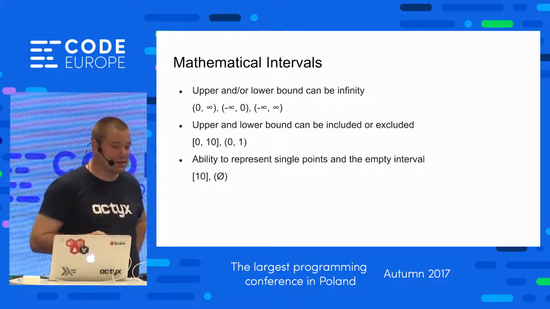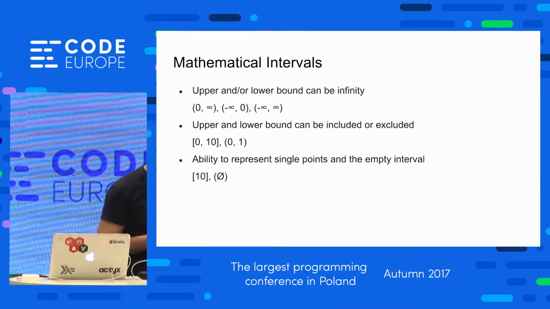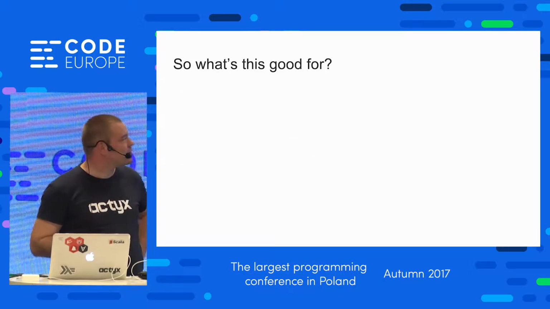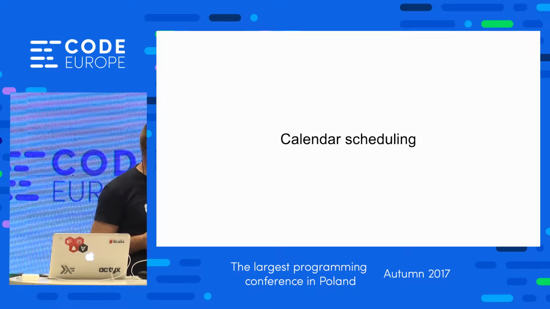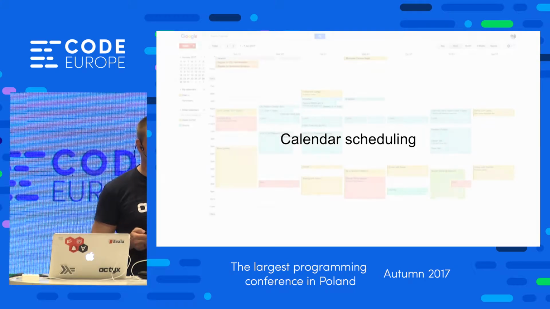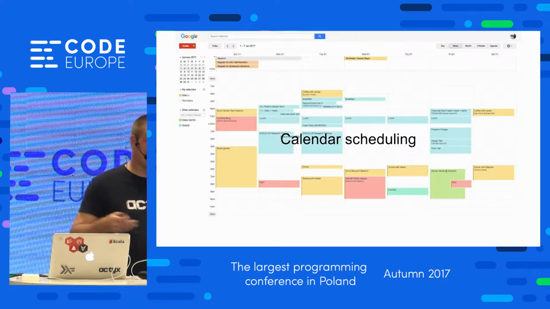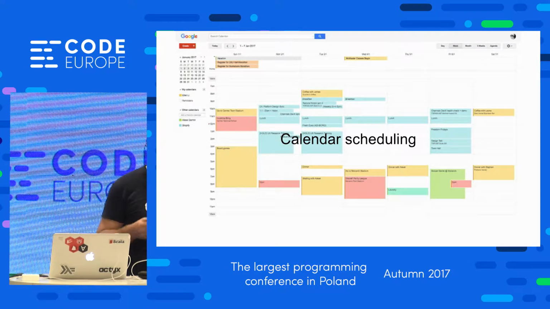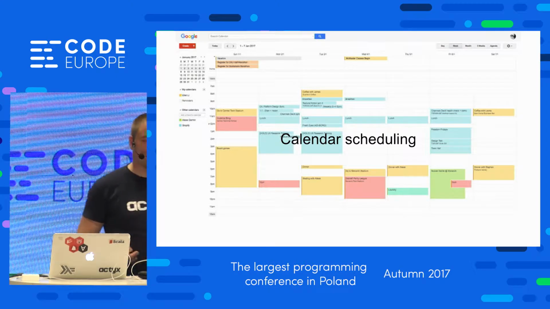Now let's take a look at what they're useful for. I'll try to motivate why they're actually useful in the real world. So what's this good for? It's a good question. One example might be a very simple example, calendar scheduling. So let's say you got this situation. You got a huge team and you got lots of colleagues, and you want to figure out when to do a meeting. Maybe you're the guy that's implementing Google Calendar or whatever.